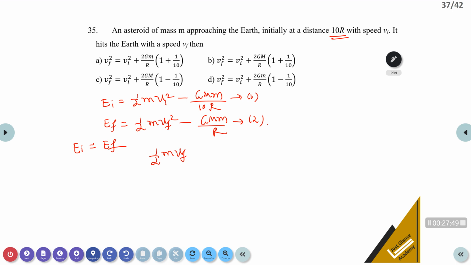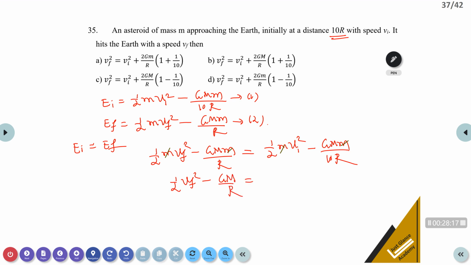1/2 m Vf squared minus GMm divided by r equals half m Vi squared minus GMm divided by 10r. Here m gets cancelled on both sides. What is left: 1/2 Vf squared minus GM by r equals 1/2 Vi squared minus GM divided by 10r. Again multiply by 2 on both sides, so that Vf squared minus 2GM by r equals Vi squared minus 2GM divided by 10r.